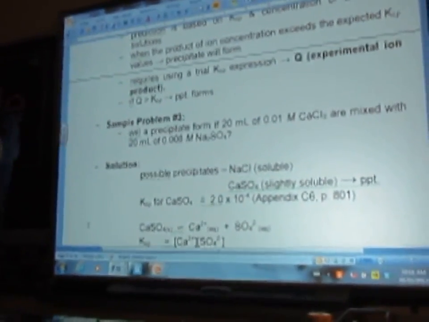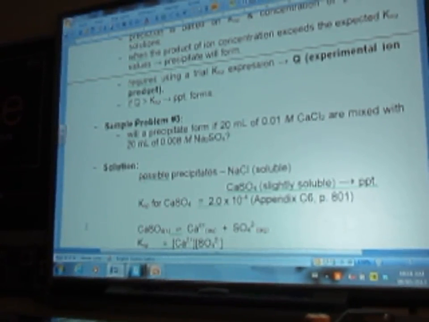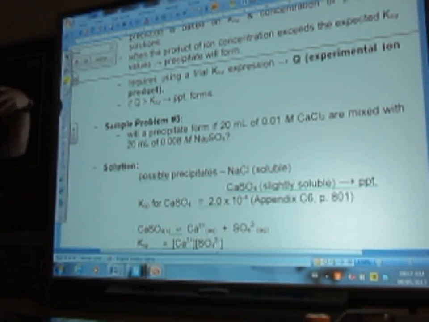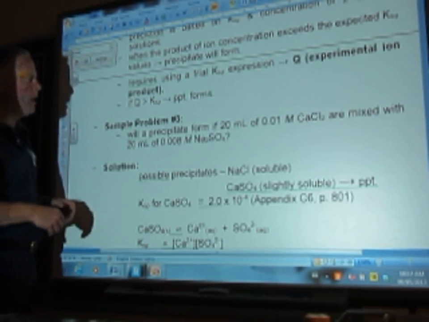So what you need to do is we set up our KSP expression, and we find this sample Q, this number that we can compare to the KSP value. Okay? So what's important for you guys to know is that you have to know which of the two products will form the precipitate. Okay? And as I said, we'll go through the reaction. And even though we might have done this, I'll go through this one again anyway.